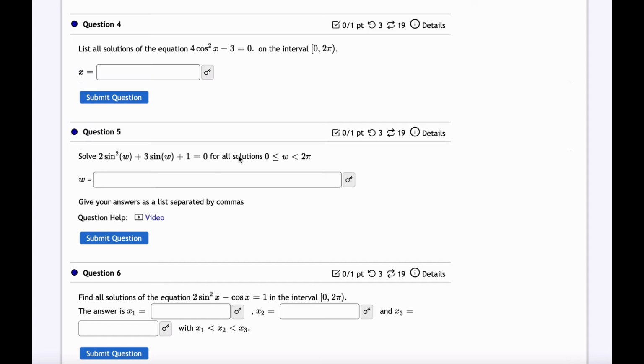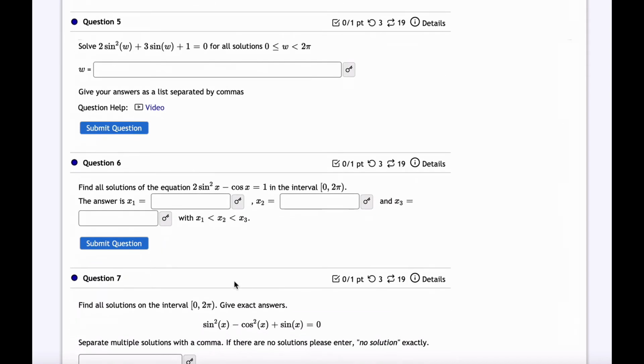If you have a really hard time factoring this, maybe instead do 2y squared plus 3y plus 1 and work through that whole problem and solve that. And after just doing that, I bet you'll have an easier time with this. Get your answers. If I remember right, these are off the unit circle as well, and then you're good.